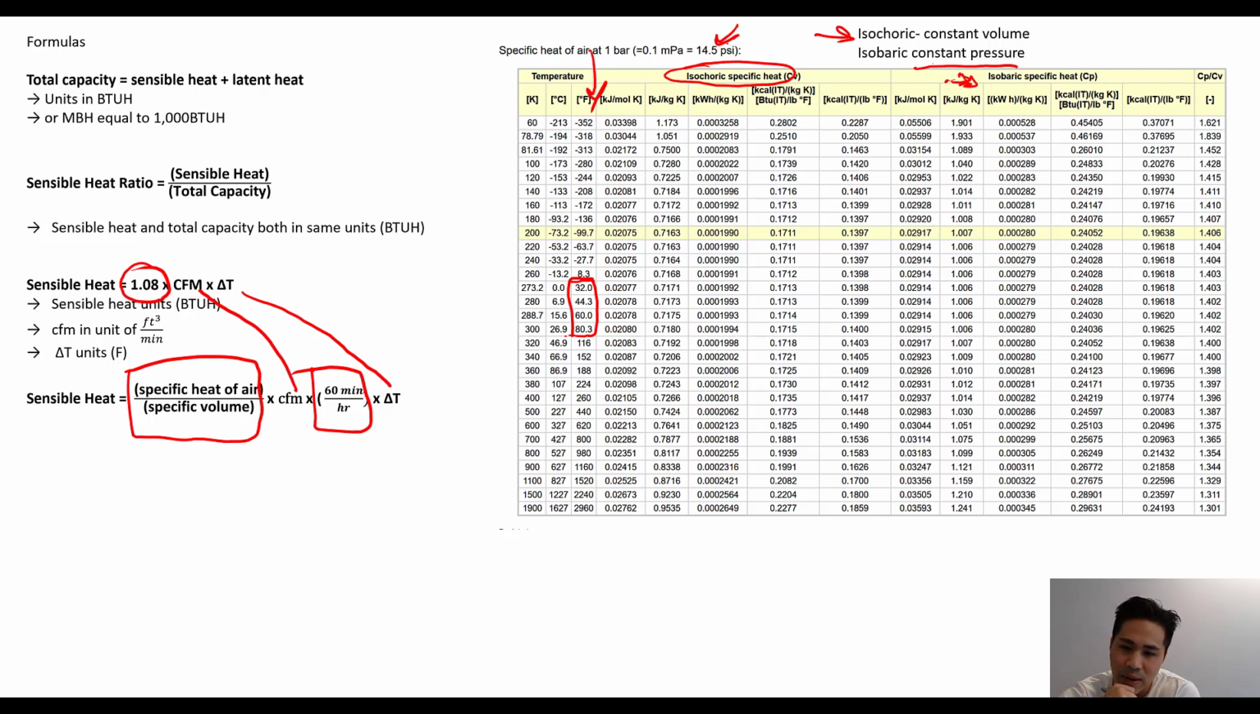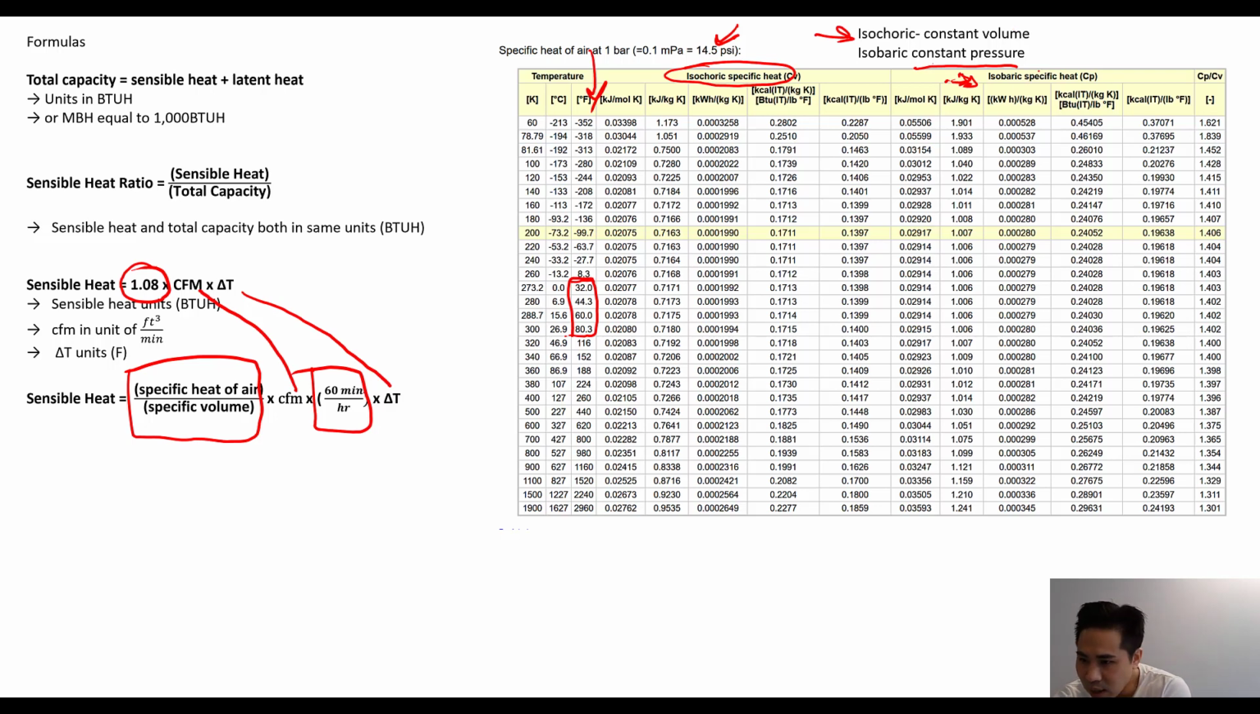Now, if the air was in a sealed container and we were heating the air within that sealed container, then it would be a constant volume condition. But in HVAC, it's not at a constant volume. It's not completely sealed, because buildings usually have cracks and leaks that allow the air to escape. It's not a 100% sealed container.